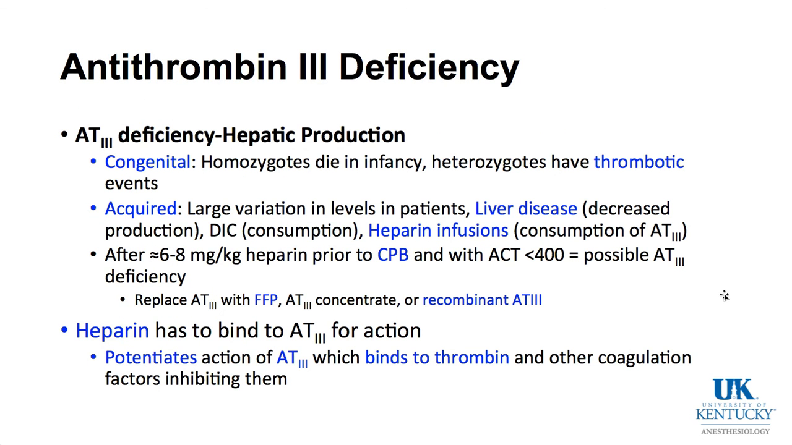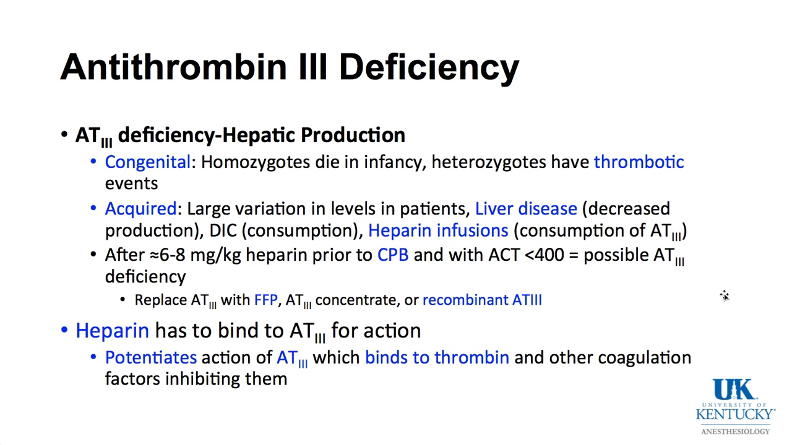Antithrombin III deficiency. Antithrombin III is necessary for heparin to have its effect. Heparin binds to antithrombin III, and accelerates its normal action. If you have a deficiency, it can be due to congenital or acquired means. Congenital, usually homozygous patients die in infancy, while heterozygotes have thrombotic events. So a defect in antithrombin III, heterozygous, they can have thrombotic events.